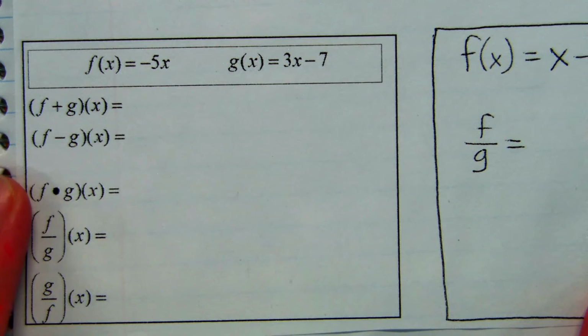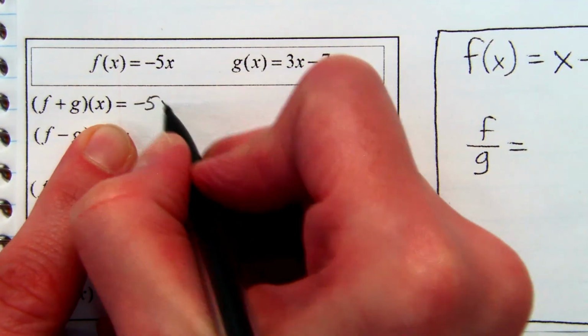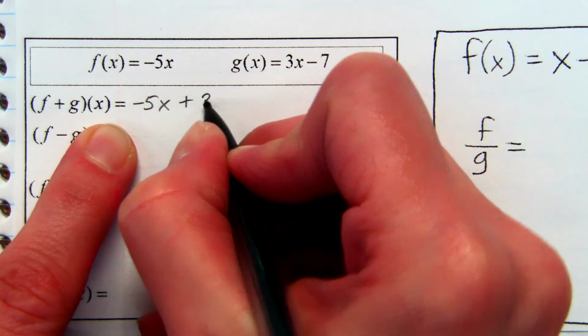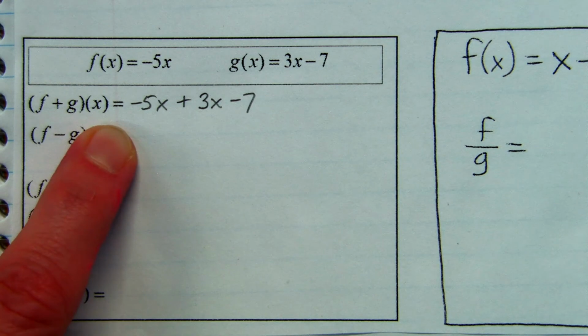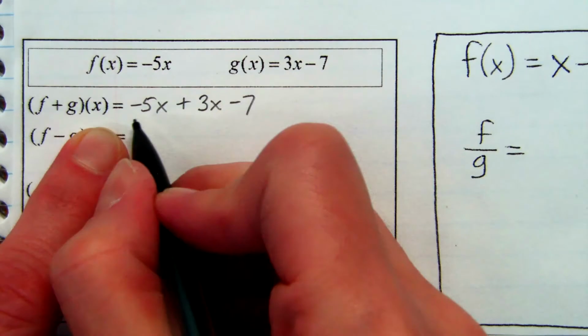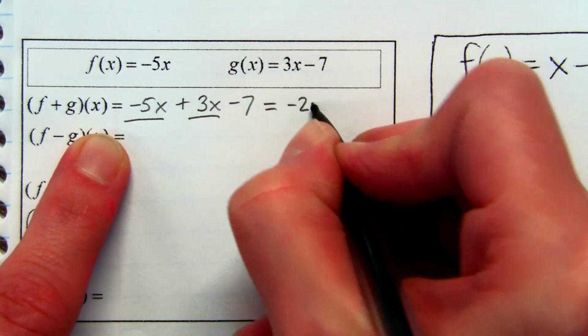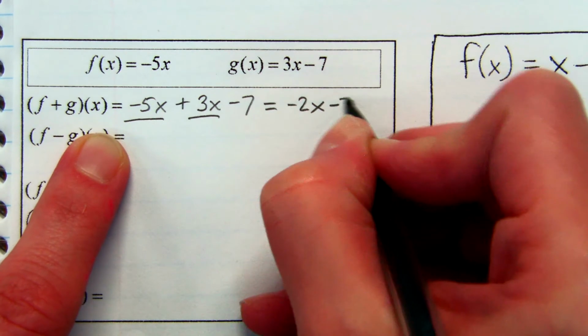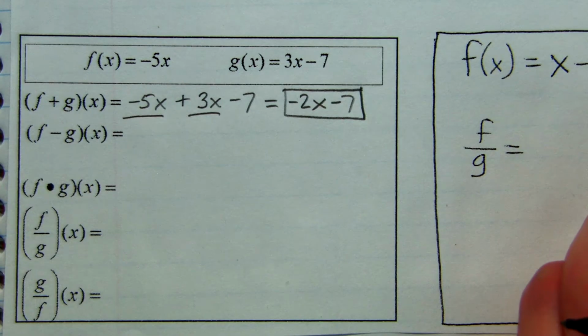All right, so let's look at the next one. I have f plus g. So my f function is negative 5x. My g function is 3x minus 7. You could put those in separate parentheses, but with adding, you're just combining like terms. So we can just go ahead and do that. The negative 5x and the 3x go together, give us negative 2x, and then you just put minus 7 on the end. So you're just combining like terms, pretty straightforward.